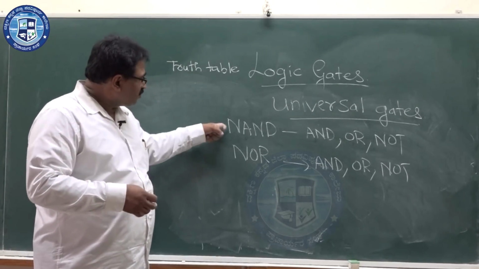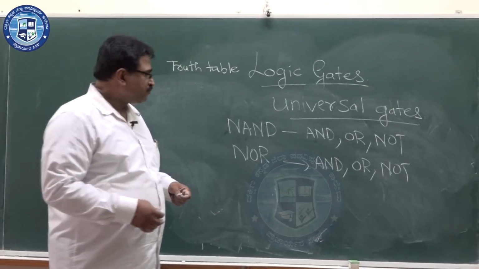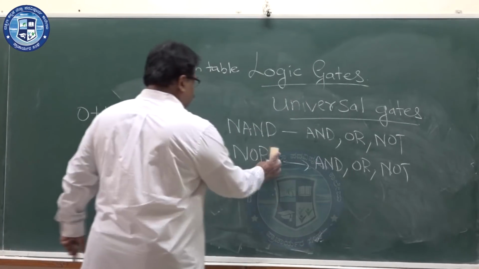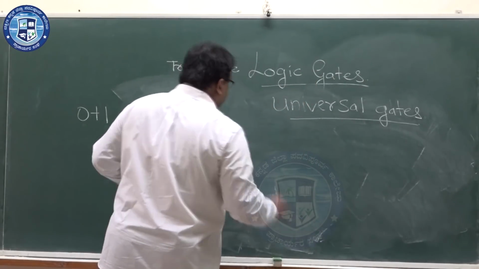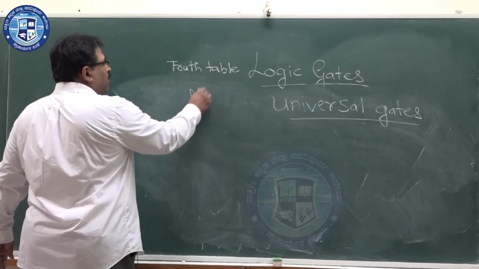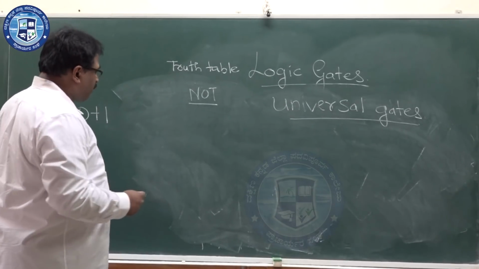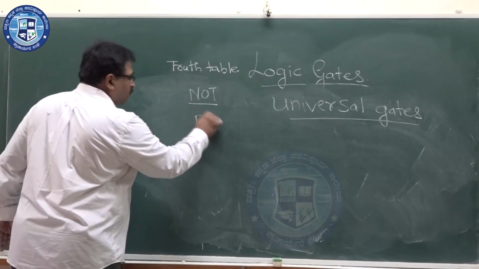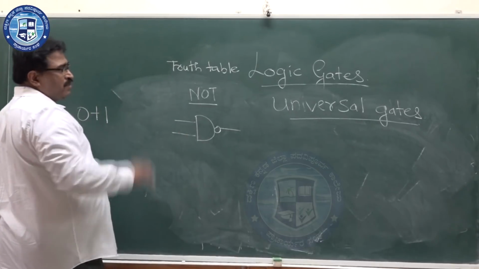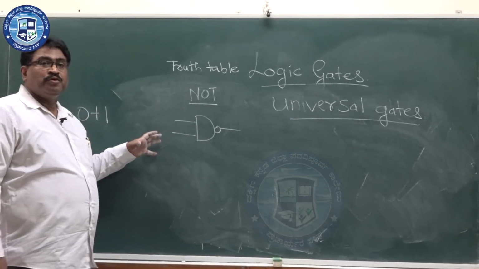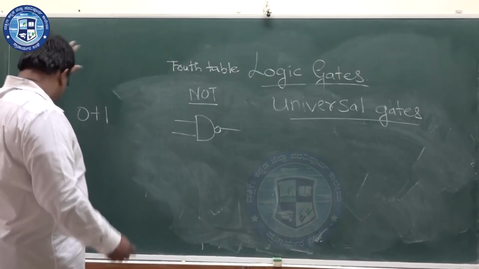So let us see, first is the NAND gate, how we can make use of the NAND gate to work like AND, OR or NOT. The first one is how I can make it work like a NOT gate, a NAND gate working like a NOT gate. First, what is the symbol of the NAND gate? This is the symbol. Now, very important for me to realize is what is the truth table for the NAND gate.